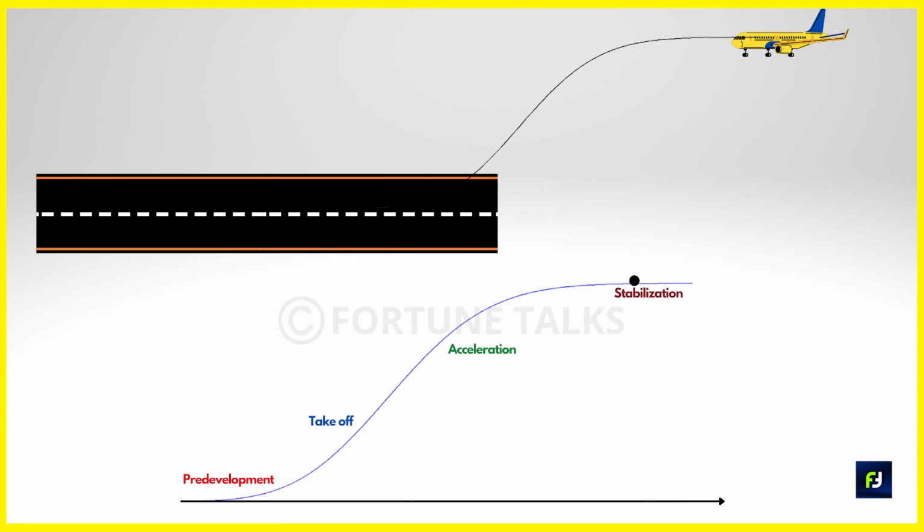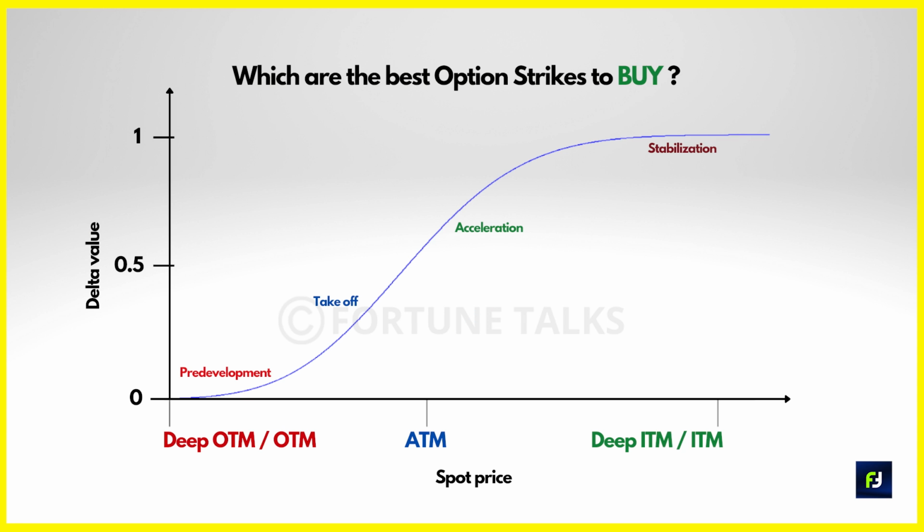Now you can think of this the other way around also, which is analogous to when an airplane prepares to perform a landing. But in that case, instead of the flight accelerating, it is actually decelerating. So the delta in the opposite situation will also decelerate and gets capped down to a lower value, which is 0 for both call and put options. Now pardon me for this terrible physics lesson, but I hope you understand my point, right? Now let's look at the 4 stages once again and come to a conclusion as to which strikes are the best to buy if you are an option buyer.